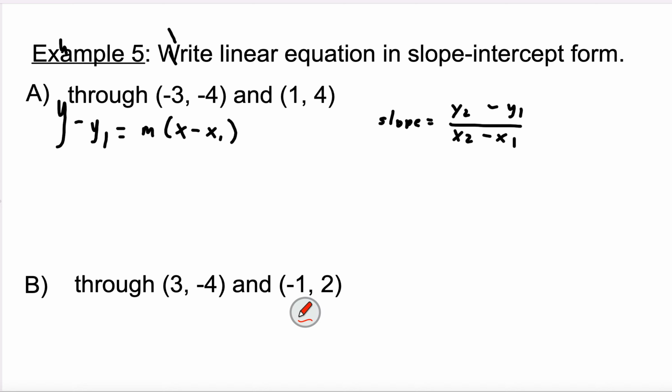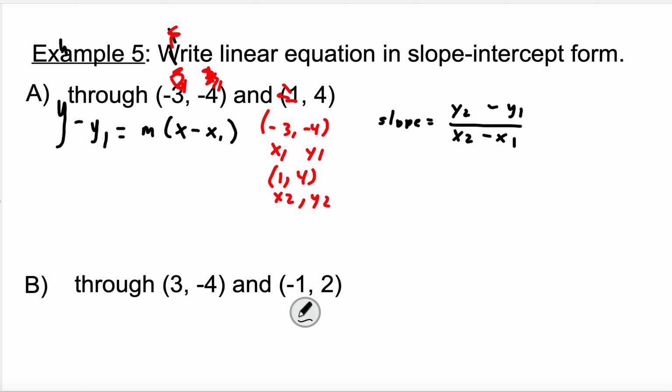I'm going to do a different color here. We're going to call this one x1 and this one y1. So here, I'll just put it over here. This is your x1 and your y1, and then 1, 4 is your x2 and y2. All right, so let's plug them into the equation over here.